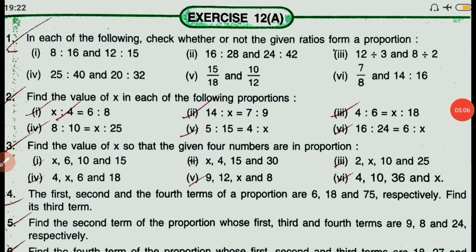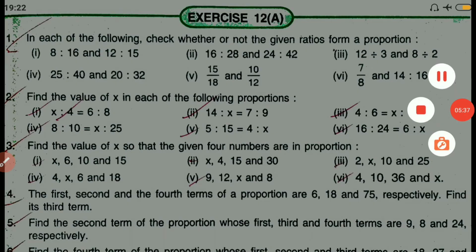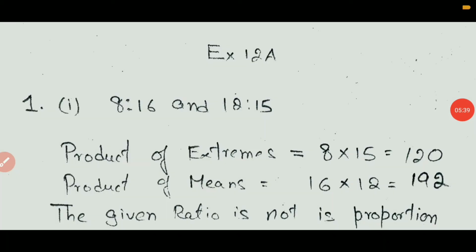Coming to exercise 12A, let us try to do number 1. In each of the following, check whether or not the given ratios form a proportion. Here, what we will do is, we have 4 terms with us. We'll try to find the product of the extremes and then the product of the means. If they come equal, then they are in proportion. If they are not equal, then they are not in proportion. Let us try to understand with the help of an example. So, we have come to the solution of the first one. Please refer to your book for the question.